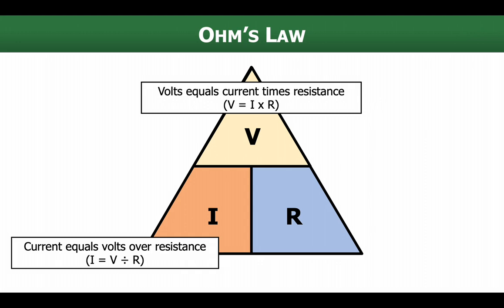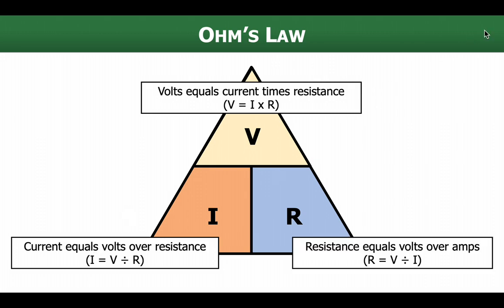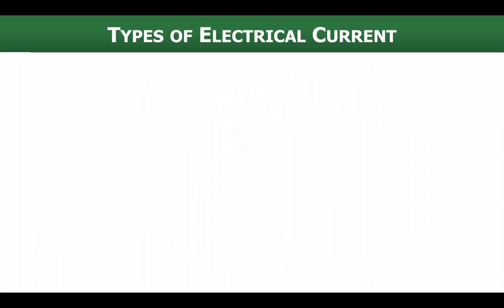What if we want to figure out the current? Cover up I, and I have V over R left over. So I equals volts divided by resistance. And then the same thing for resistance. If I'm solving for R, cover it up. I've got a V over an I left over. V divided by I. Resistance equals volts divided by amps. So that's an easy way to remember the relationship between these. If you remember the Ohm's law triangle, it'll make it so that you can solve any of these anytime you may run into some math requiring you to solve for one of these terms.